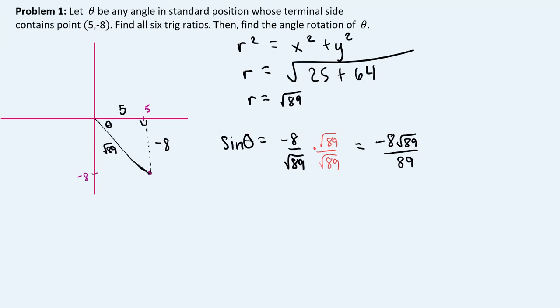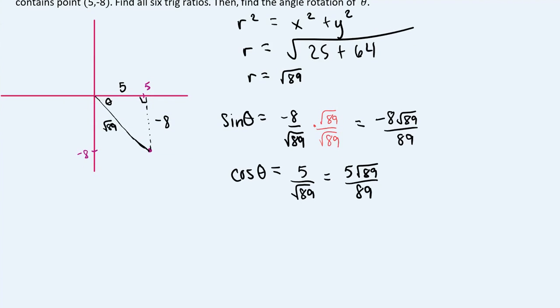Then we basically do the same thing for cosine, but remember cosine is adjacent over hypotenuse. So adjacent would be 5 divided by square root of 89. And so then if we rationalize that using the same process, you should get 5 square root of 89 divided by 89. So then finally, if we do tangent, tangent is opposite over adjacent, so that would be -8 over 5.